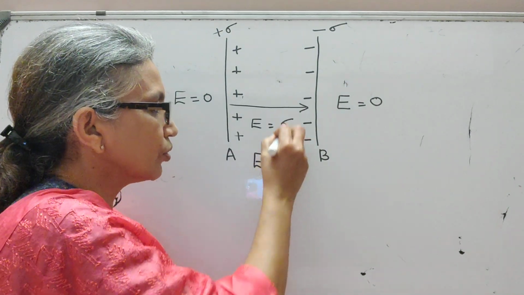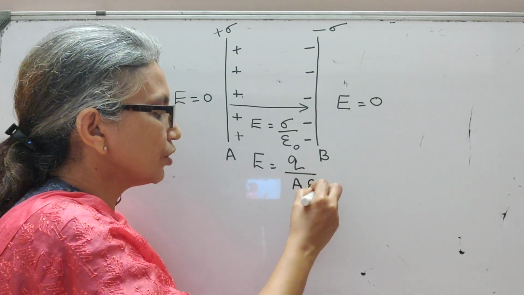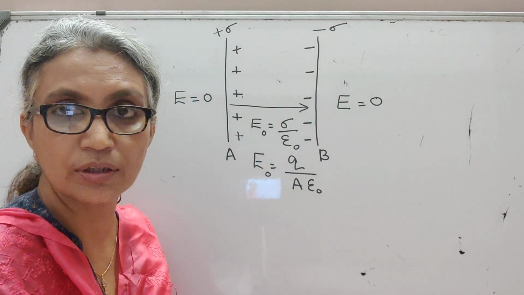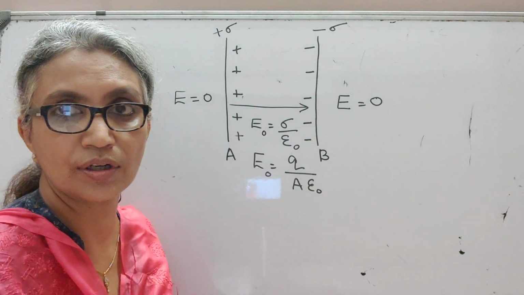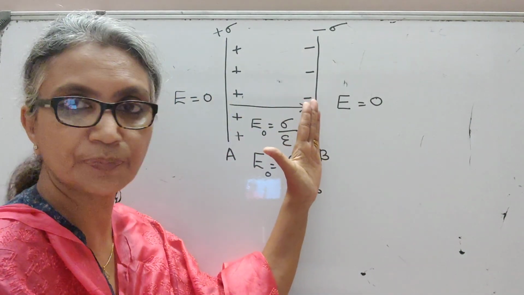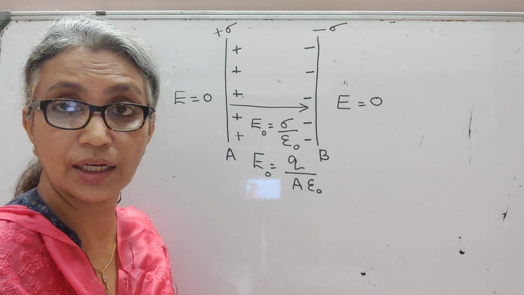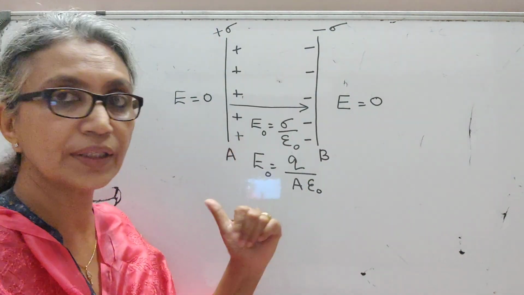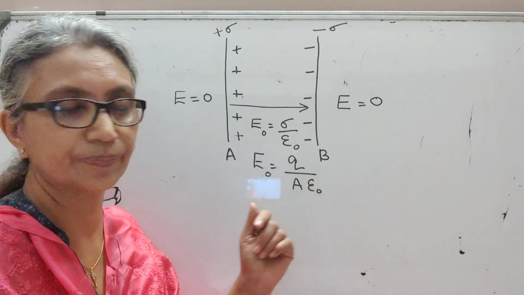This is equal to, sigma being Q by A, Q by A epsilon 0, and this electric field I will denote using E naught, meaning electric field in a medium where it is air or vacuum. So we have the direction of the electric field from the positive plate to the negative plate and the magnitude given by Q by A epsilon 0. I repeat, those who do not know this, please refer to 1.24. We've done the same sum there.